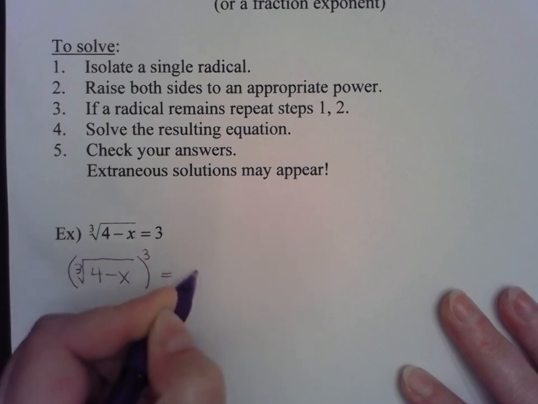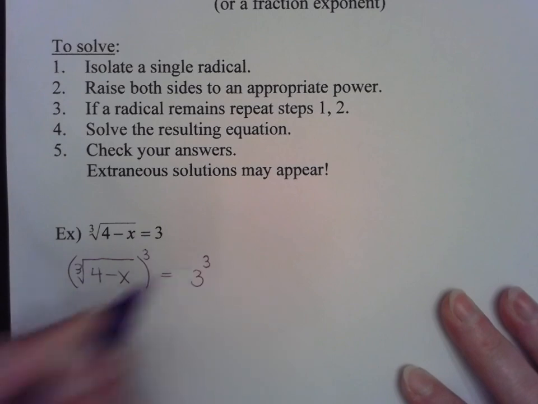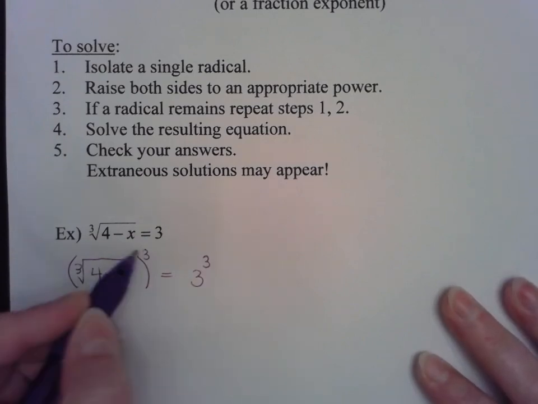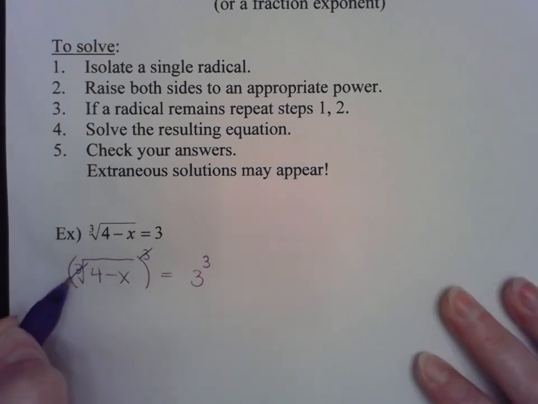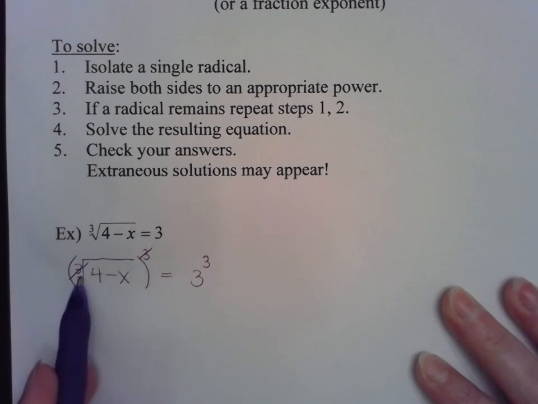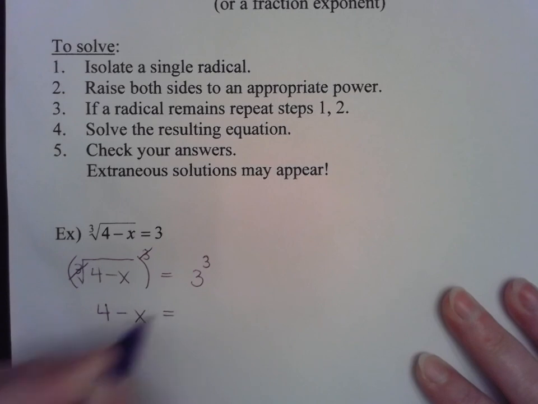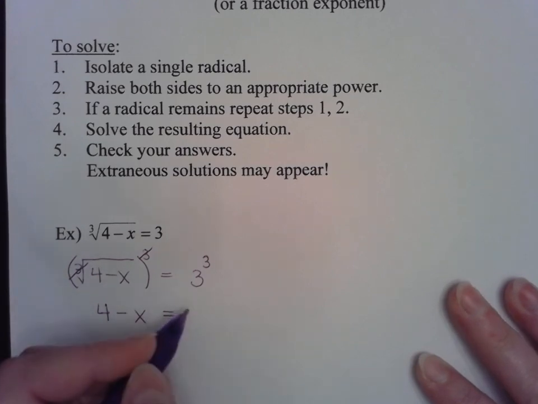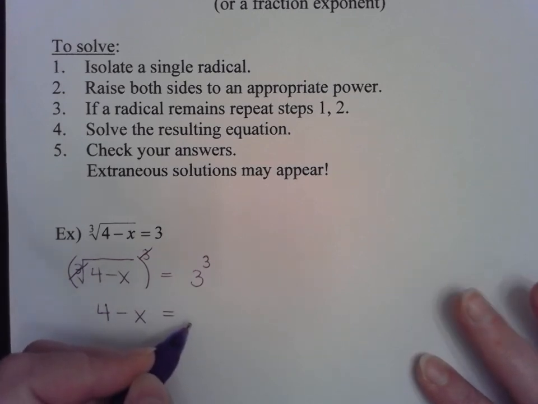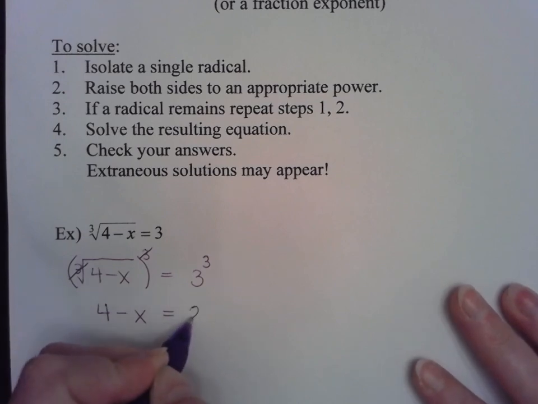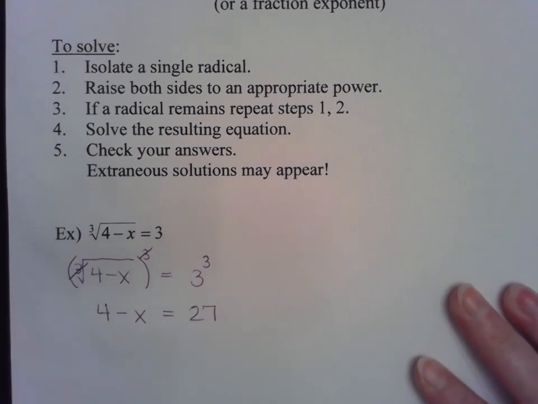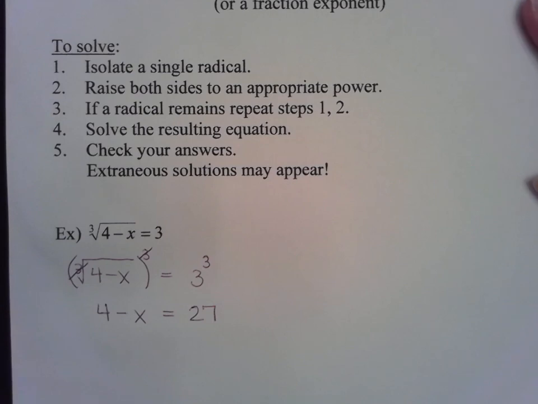Anything I do to one side, I have to do to the other to keep it equal. Okay, and then the cube and the cube root are going to cancel each other out. A power of 3 and a third root, those are opposites. The whole radical symbol goes away, and I'm left on the left side with what was inside. 3 times 3 times 3 would be 27. Okay, and now I've removed the radical and I can solve what's left.